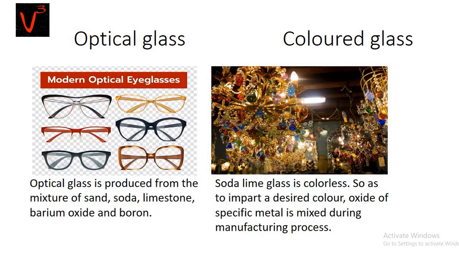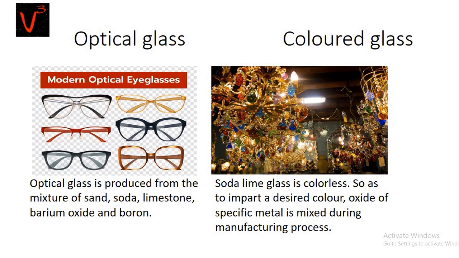Fifth one is optical glass. Optical glass is produced from the mixture of sand, soda, limestone, barium oxide and boron. This type of pure glass is useful in production of spectacles, lenses, microscope lens, etc.